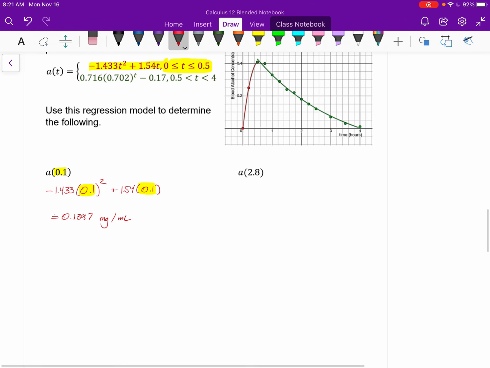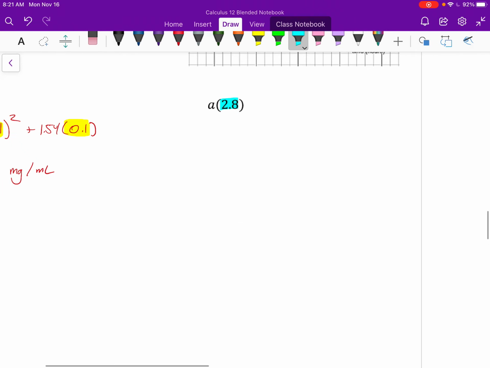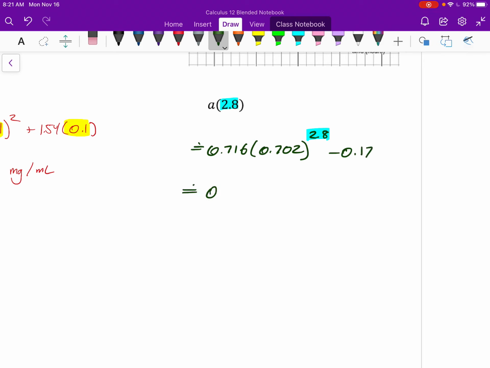All right, and then for the last one, I'm looking at 2.8 hours, roughly around here. I know I want to look at the second piece of my equation in piecewise form, because if you look at the restriction on the right-hand side, that piece is from 0.5 to 4 hours. So I'm going to substitute the t in that exponential equation with 2.8. So this equals approximately 0.716702 to the power of 2.8, because that's where the exponent went, minus 0.17. Again, I don't really care about the number too much. I get about 0.096 milligrams per milliliter.